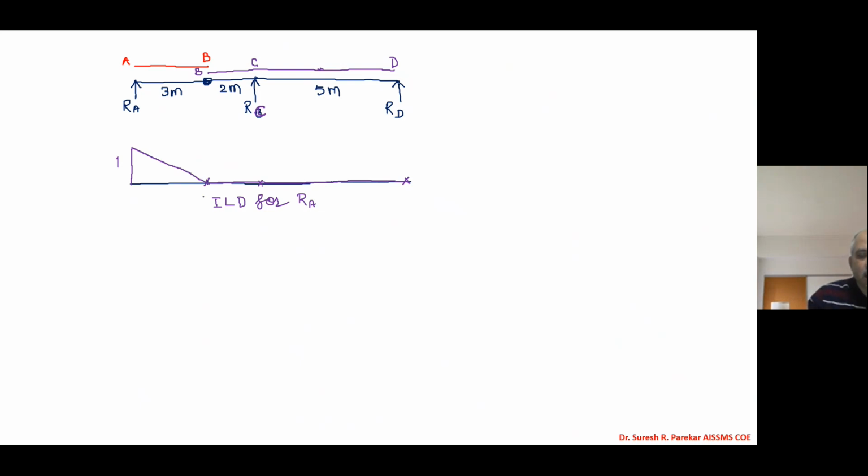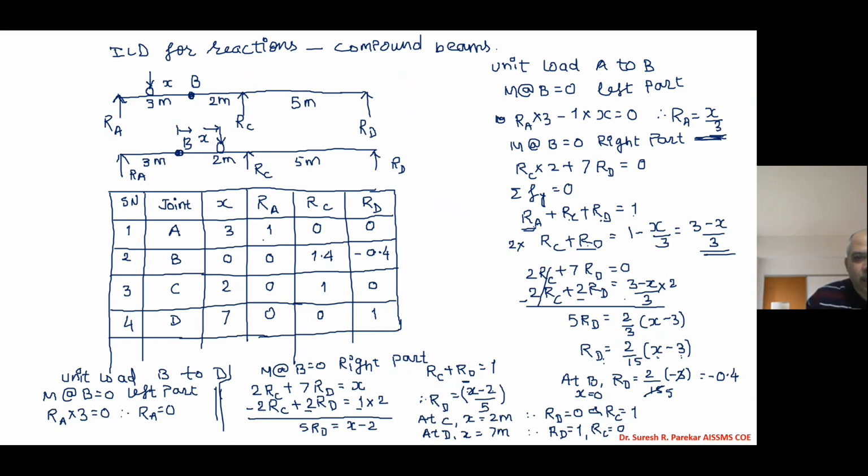Now you can see these values. If we look at RA, we have 1 at A. So we have these values for RA: at B 0, at C 0, and at D 0.